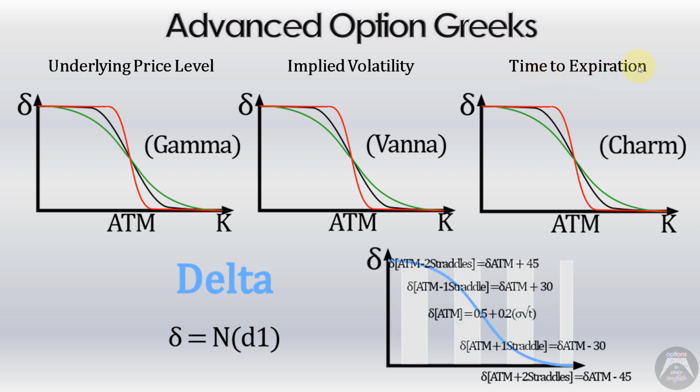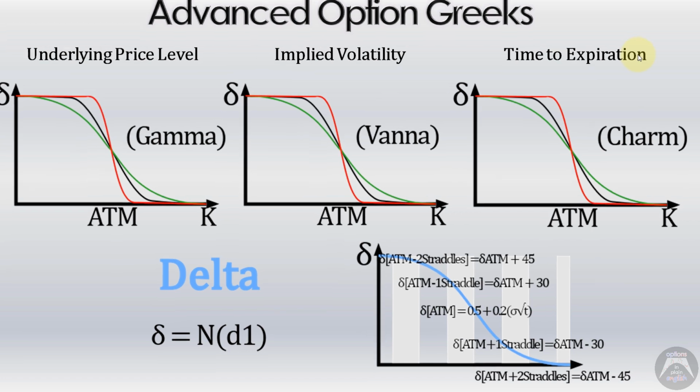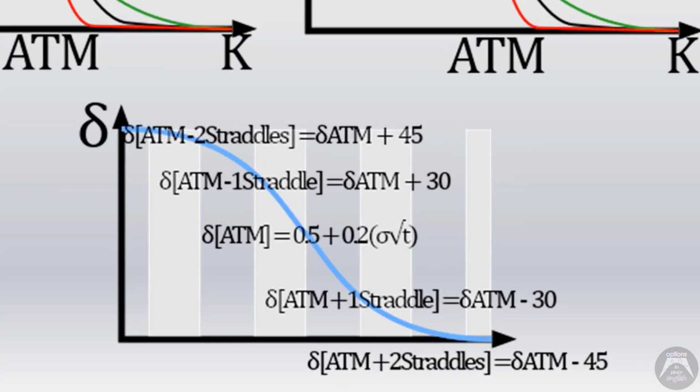Finally, if we look at the distribution of delta, we have some formulas that we can use. We've already seen these formulas. The delta for an at the money call is going to be equal to 0.5 plus 0.2 times the implied volatility times square root of time. We've already seen this in a previous lesson, and it's going to be a value that's very close to 0.50, but not exactly 0.50 for a call.